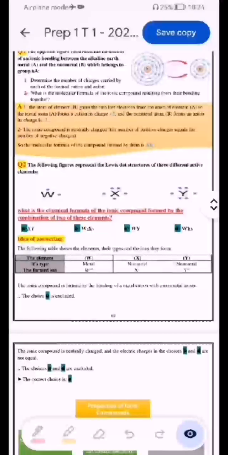Okay, so number one, it's what? It's false. Number two, W and X, we said they cannot make an ionic compound.